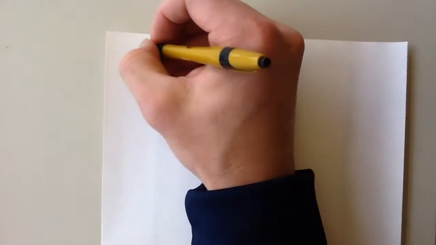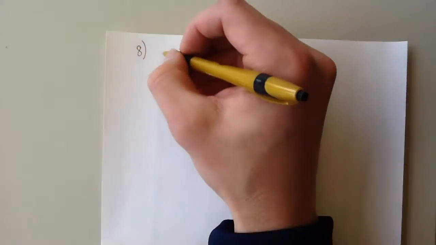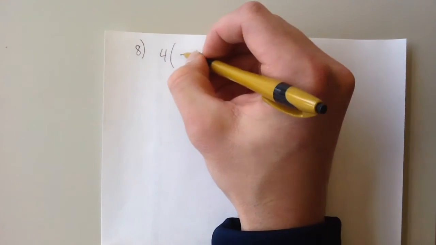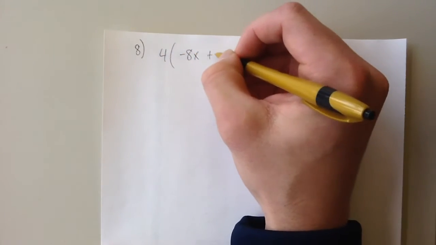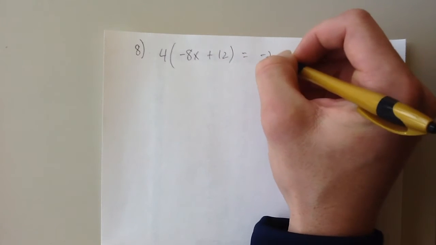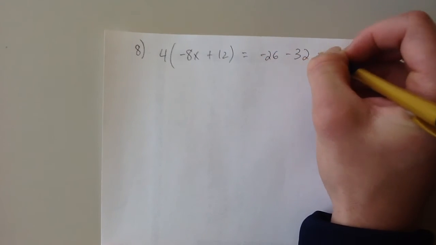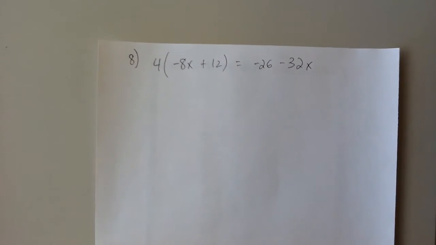Okay, number 8. Number 8, we have 4 times negative 8x plus 12 equals negative 26 minus 32x. So I need to distribute on the left.